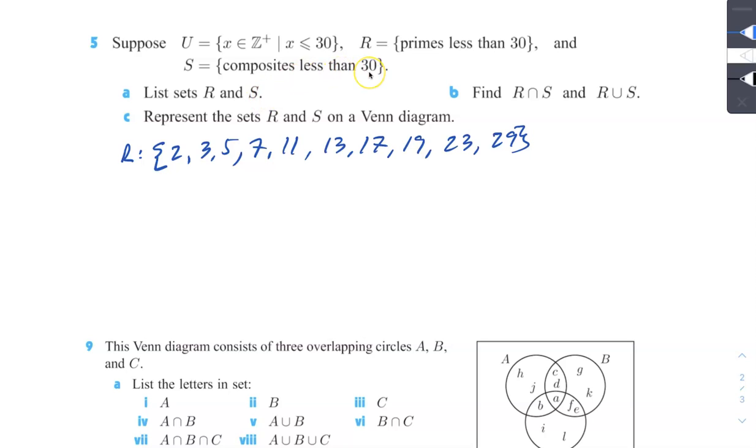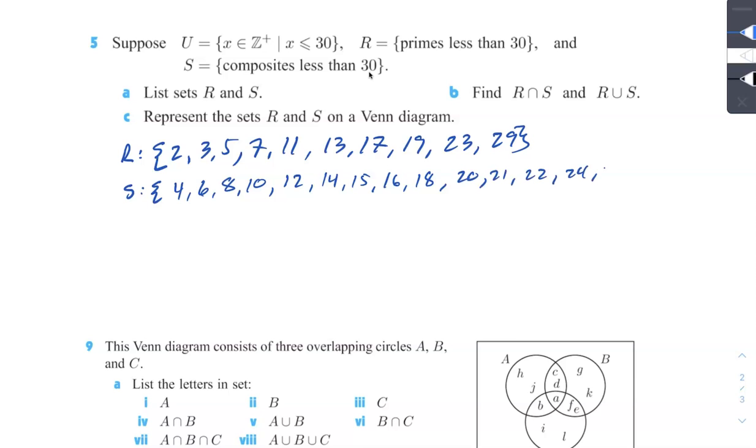The composites less than 30. Well, that's all the rest. So composite numbers less than 30. So like 4, 6, 8, 10, 12, 14, 15, 16, 18, 20, 21, 22, 24, 25, 26, 27, 28. Less than 30, so I don't include 30. So composite numbers are basically just numbers that are not prime. So we have those numbers right here.